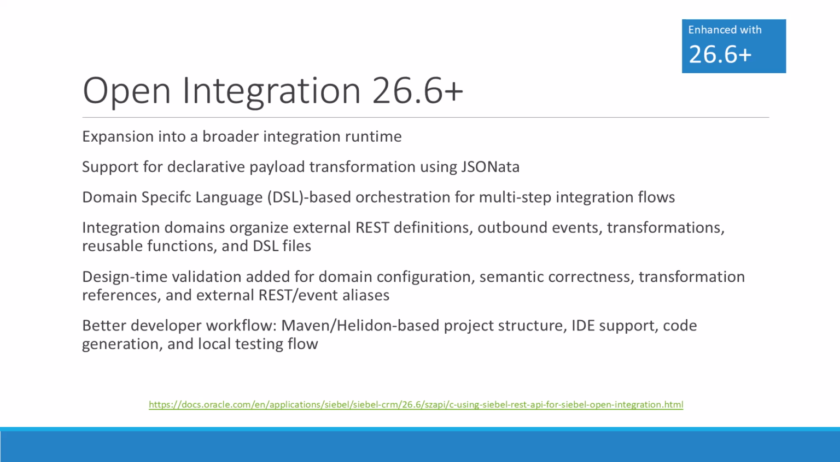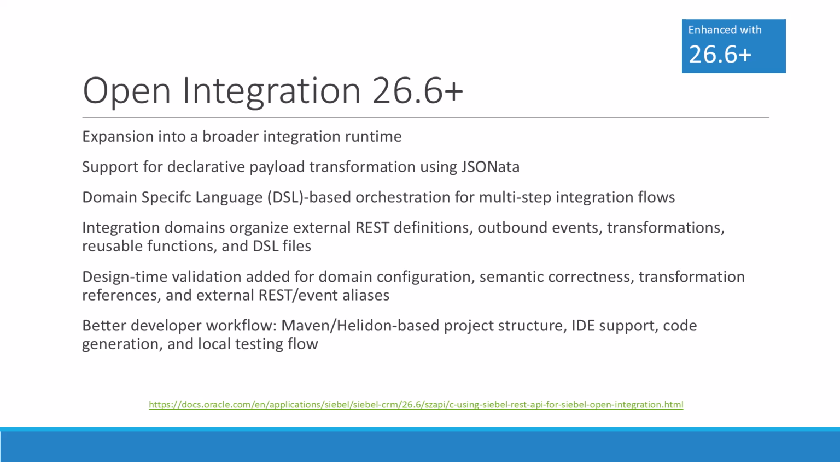The key shift is that integration behavior can now be described through configuration artifacts, JSON data mappings, domain-specific language (DSL) definitions, and integration flows. On the installation and design time side, 26.6 adds support for managing integration configurations from Git, generating IDE-ready artifacts, validating DSLs and schemas, and packaging completed solutions into the Open Integration runtime.